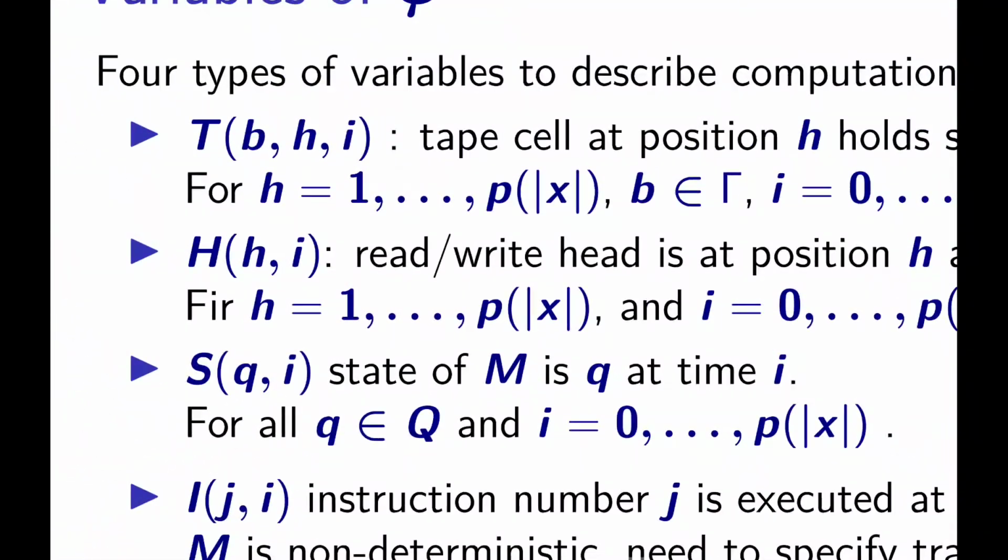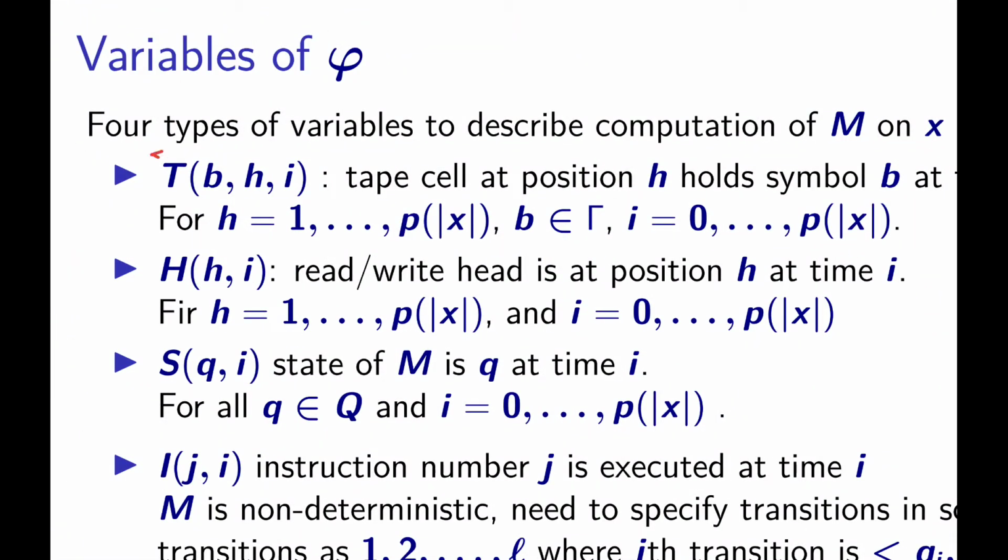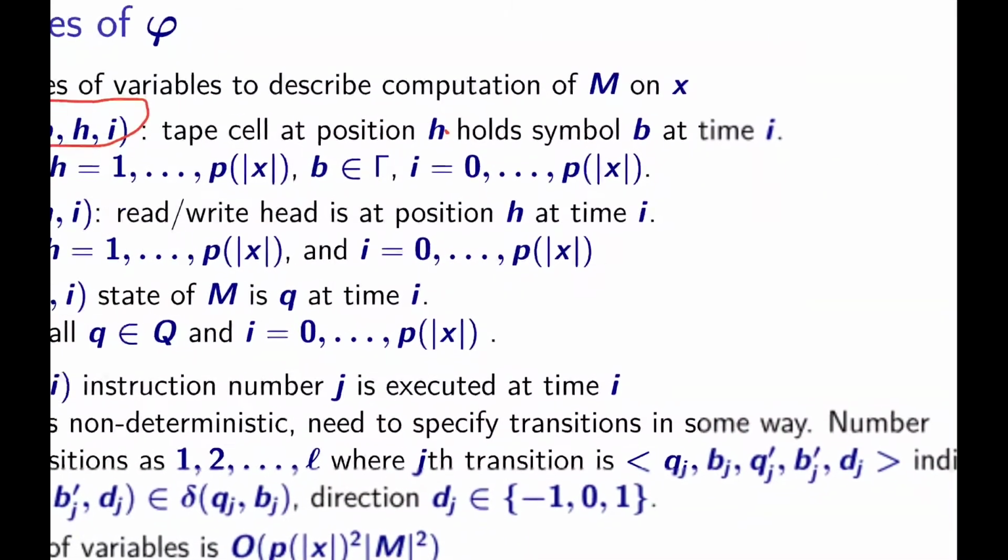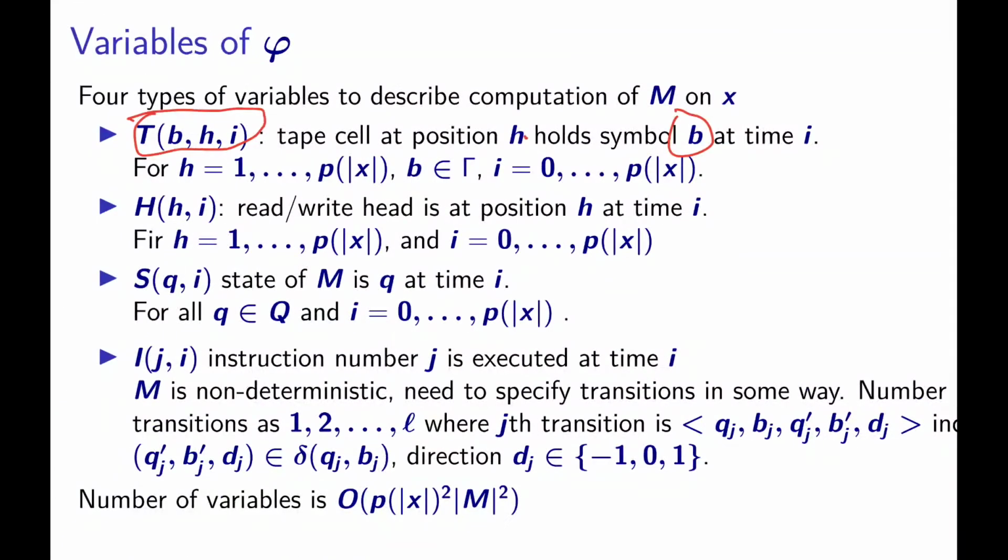So for example, T_{B,H,I}, right? This is going to be a Boolean variable, which says the tape cell at position H at time I holds the symbol B. If this claim is true, this variable would be 1. If it's not true, it would be 0. So for all those variables, if you look at a specific time I, the variable would be 0 except for one entry, right?